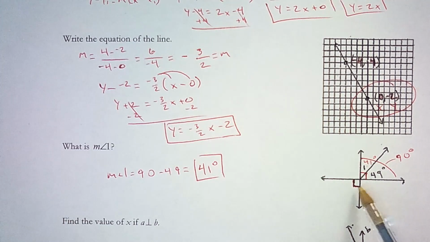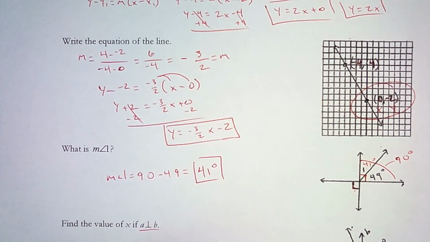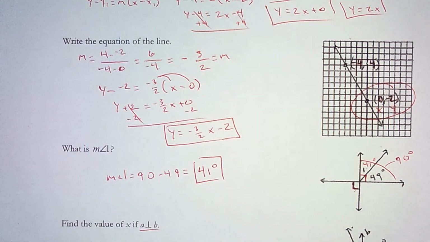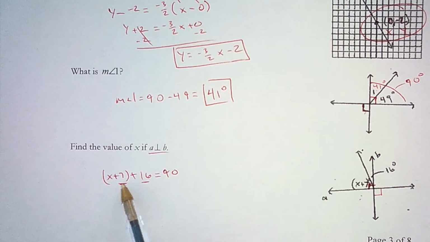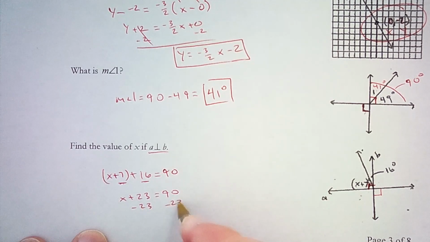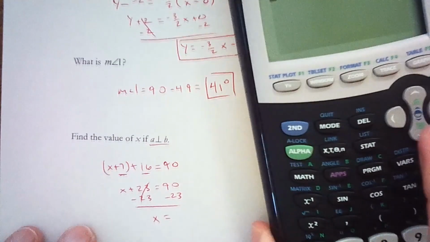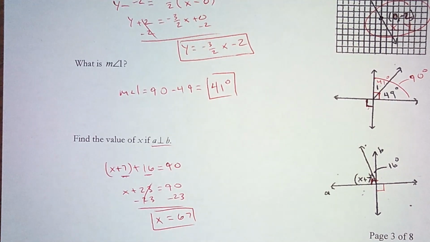Okay, now these lines are perpendicular. There's no symbol like there was here, but it says it here. A and B are perpendicular. So I know this right here is a right angle. All of these angles are right angles. Now these two right here make up a right angle, and if I add them together, x plus 7 plus this 16 degree angle here, I know that they are going to make 90 degrees. And I can just combine these like terms. 7 plus 16 is 23, so x plus 23 equals 90, and I can subtract 23. X equals 90 minus 23. 90 minus 23 is 67, so x is 67.